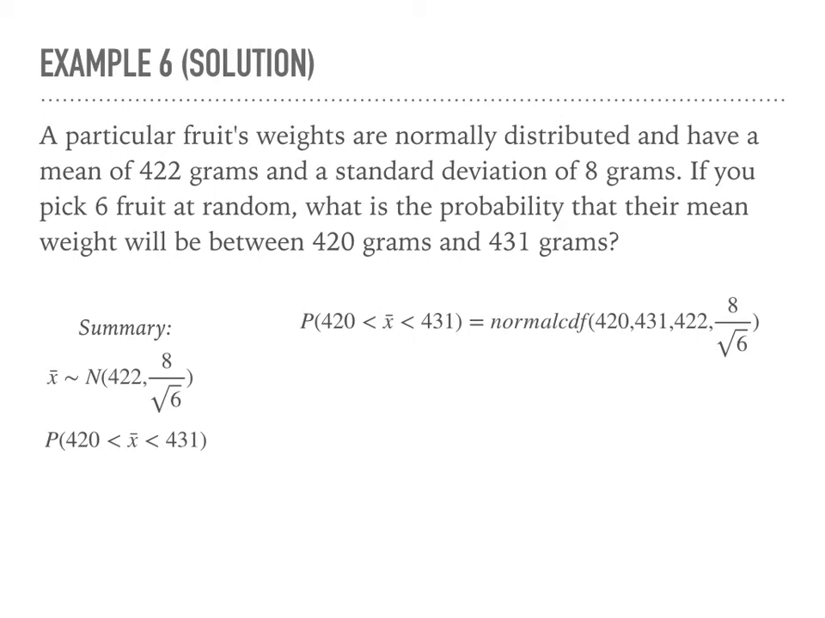Again, using the normal CDF function, the lower bound, the upper bound, mean, and then standard deviation, we find that the probability of being between 420 and 431 for the sample mean is going to be equal to 0.7269.